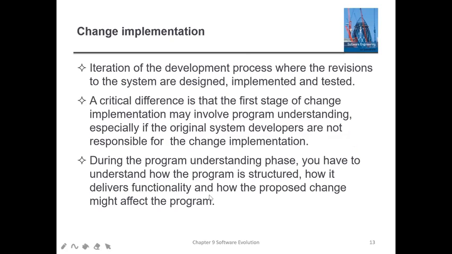So now here you can see whatever I have told you: the iteration of the development process where the revisions to the system are designed, implemented and tested. Iteration in the sense of a repetition process. You know that it is a spiral model, so the repetition will be there. Whatever you have designed or implemented, or you have done the coding part, or you have done the testing part, every time it needs the repetition of the process. So that is the meaning of your change implementation.